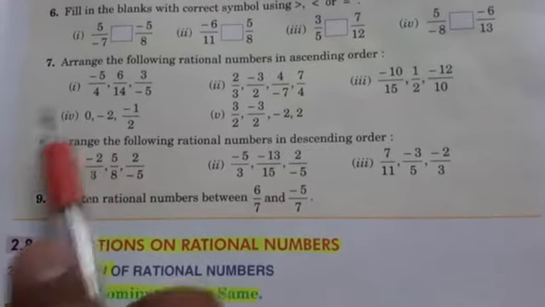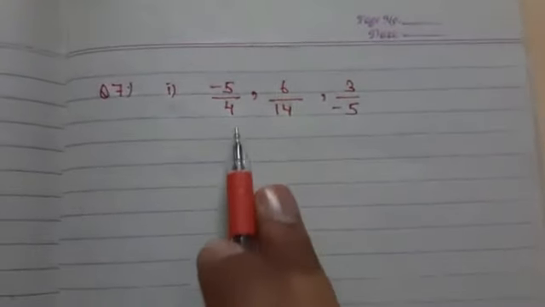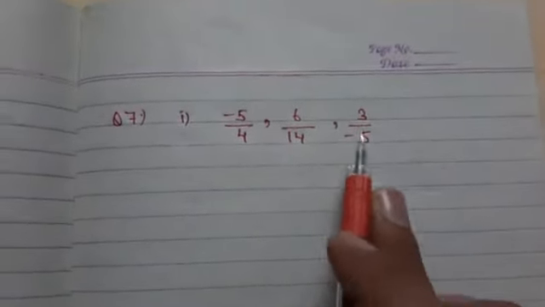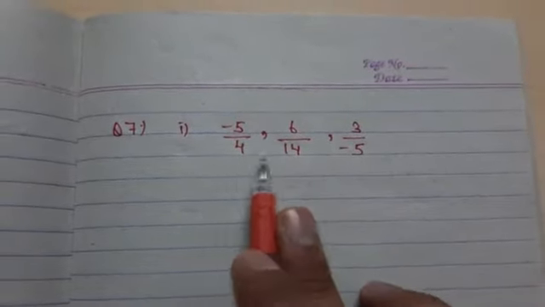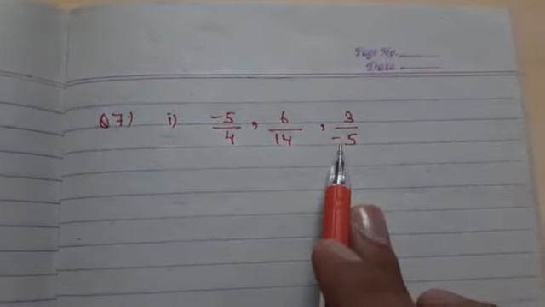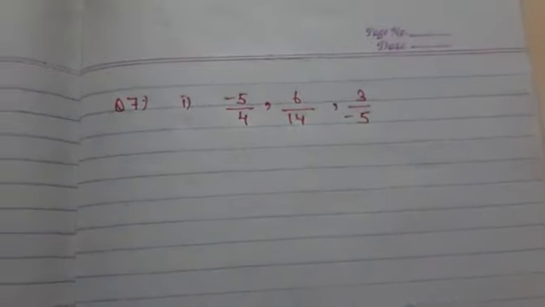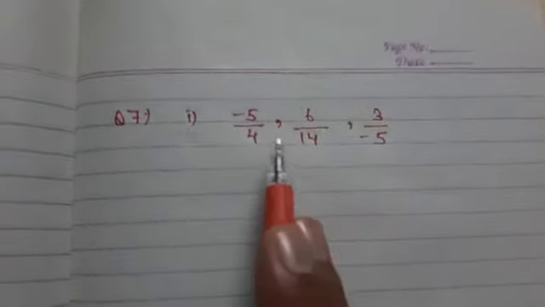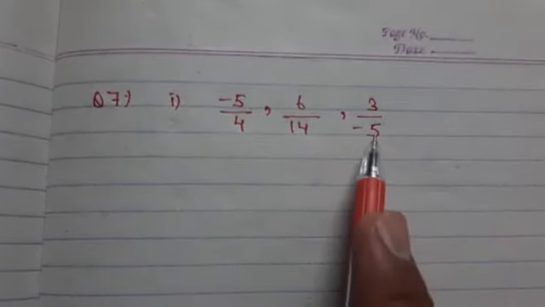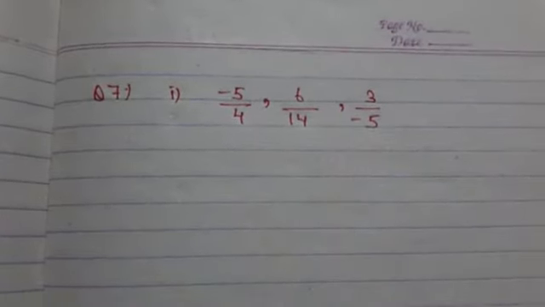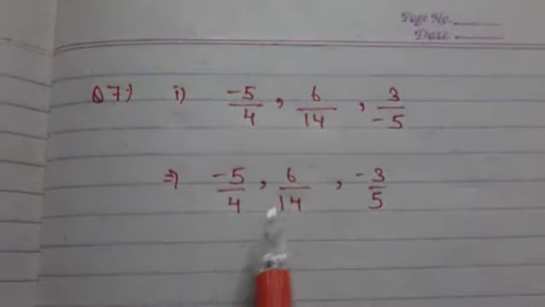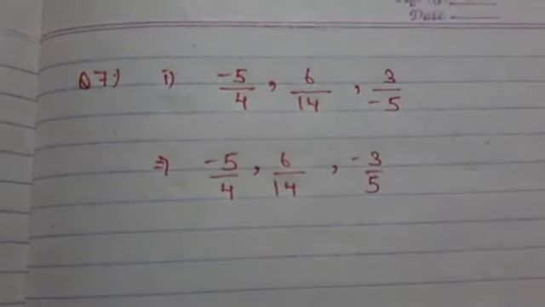Let's pick up question number 7. Now here it is given minus 5 upon 4, 6 upon 14 and 3 upon minus 5. We need to arrange these rational numbers in ascending order. That means from greater to smaller. See class, the first step, whenever you see any question, first write the denominator in positive form. Minus 5 upon 14, 6 upon 14 and minus 3 upon 5.